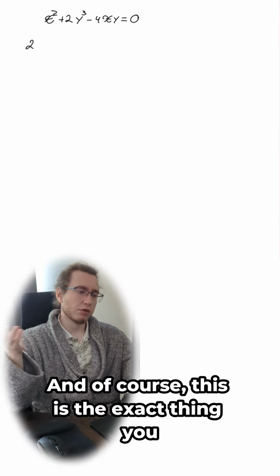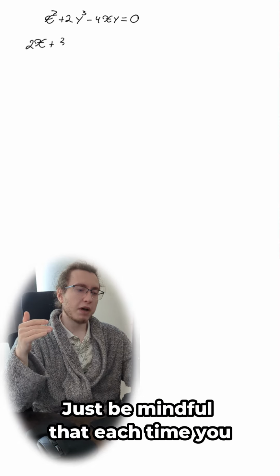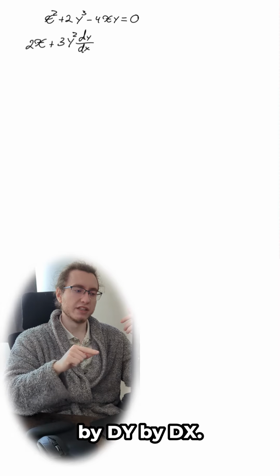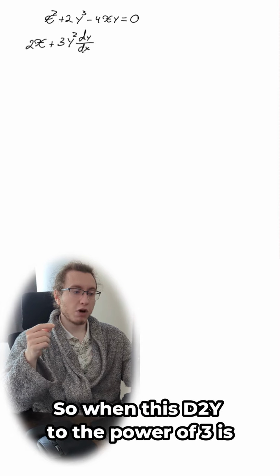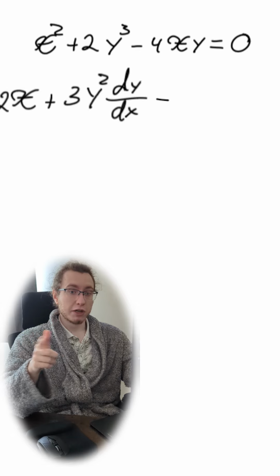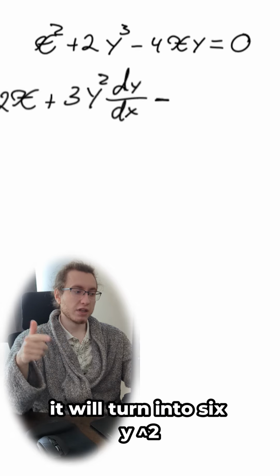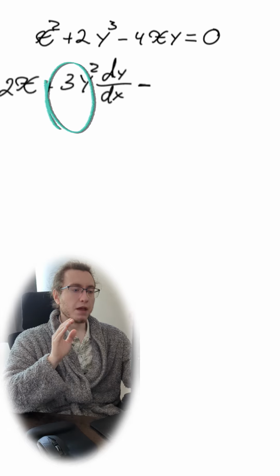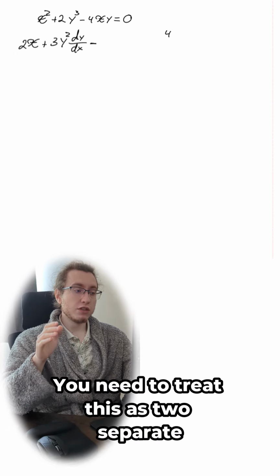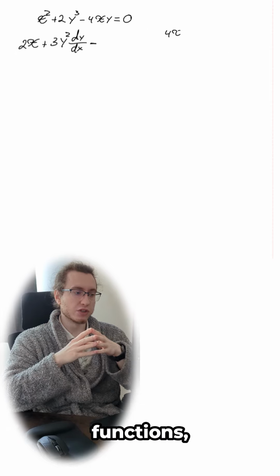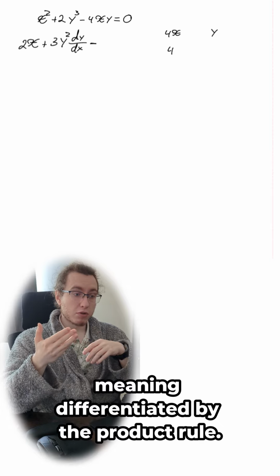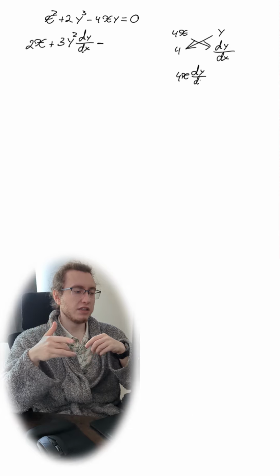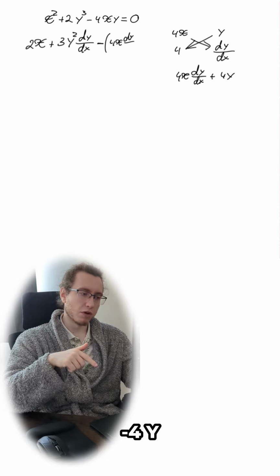And of course, this is the exact thing you do here. Just be mindful that each time you differentiate the y, you need to also multiply by dy by dx. So when this 2y to the power of 3 is differentiated, it will turn into 6y squared times dy by dx. I wrote 3 by mistake here, it should be 6. When it comes to the 4xy, you need to treat this as two separate functions, meaning differentiate by the product rule. So doing that turns that into minus 4x dy by dx minus 4y.